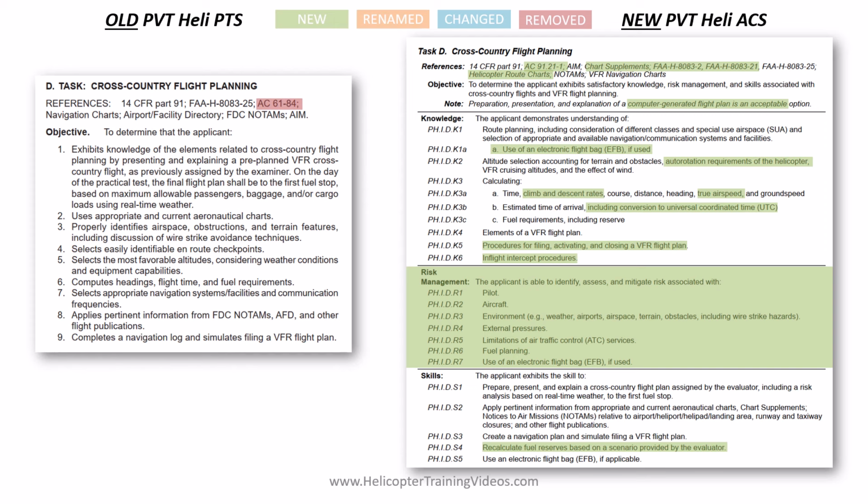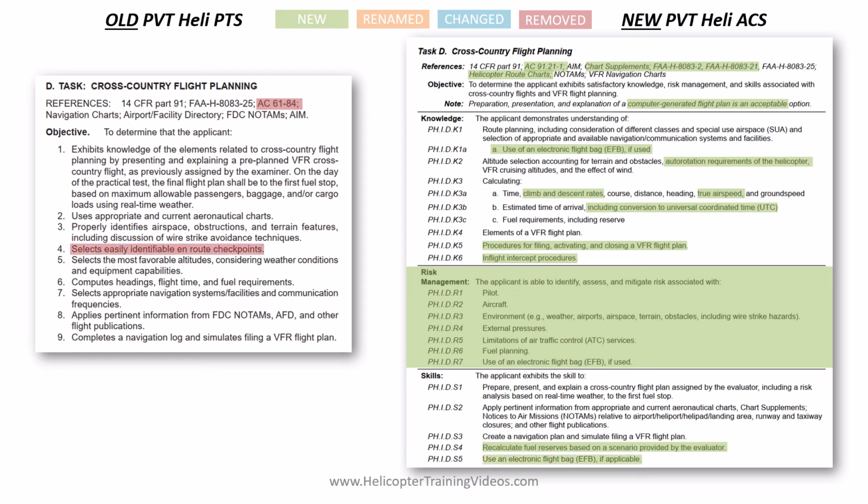So practice this. You have your cross-country scenario, requires you to have to divert for some reason. Can you quickly work out how that's going to affect your fuel reserves? And of course, there's also the use of electronic flight bag at the bottom there.